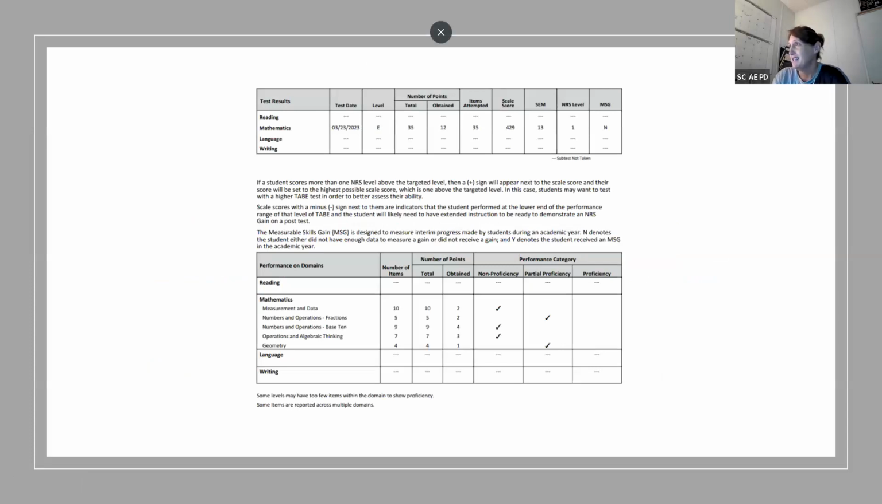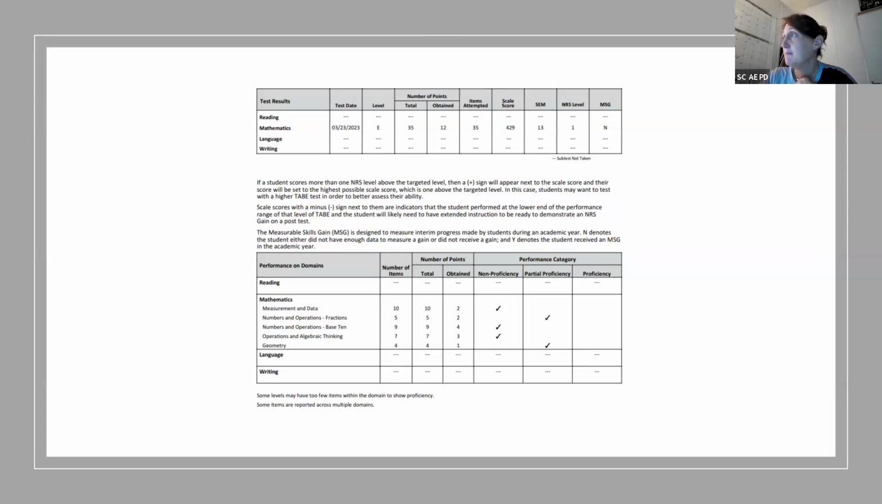All right. Here's Jane's score. Again, Jane's been out of school for a little minute. So she came in and she tested, and she got a level E. Now, remember I said level E is pretty low. Okay. So we have to be realistic with Jane here. The GED, it's not going to be this month. But what this score report does show you here is the number of points. There was a total of 35 questions. She attempted all of them. She only got 12 right. Okay, so there's the scale score, 429. Her NRS, so she's starting at the bottom. Level E is level 1 of that, which is the bottom.